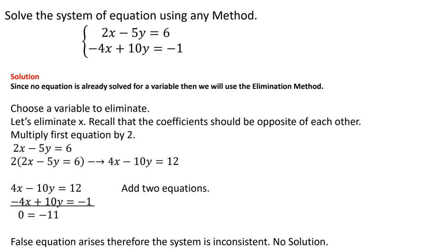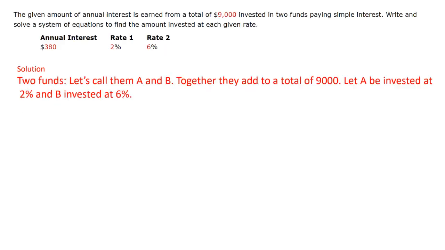Uh-oh. We have a problem here because we have a false statement. 0 is not equal to negative 11. So when this happens, what this means is that these two lines never intersect. So because we had a false statement here, the system is called an inconsistent system. That's what it means when the two lines never intersect. So hence, there is no solution for this system because these two lines never intersect. Okay, so we didn't do anything wrong. This will happen. Okay, so let's look at a word problem.